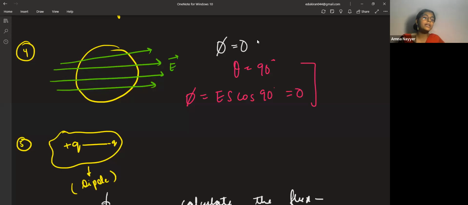And one more case where no flux is present is the case of a dipole. A dipole is a set of charges which are opposite in sign and equal in magnitude. So the net charge will always be plus Q minus Q.